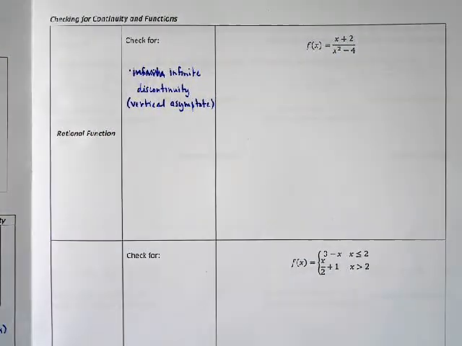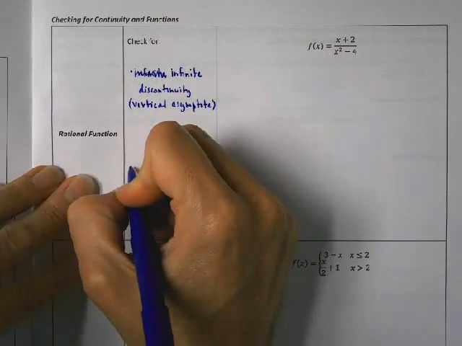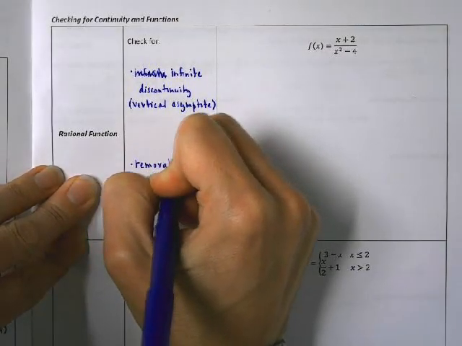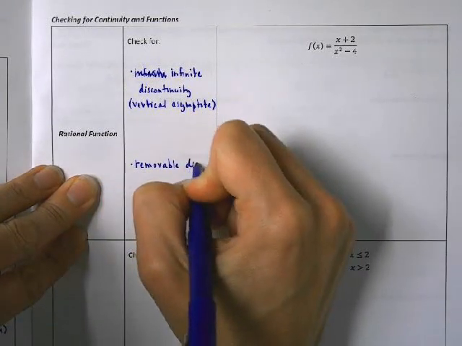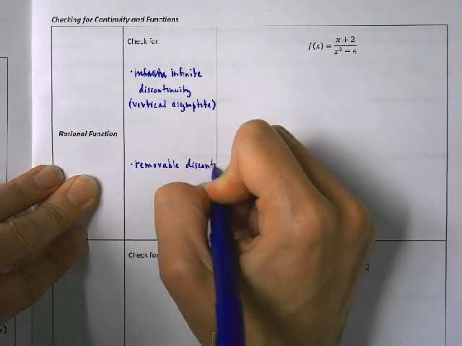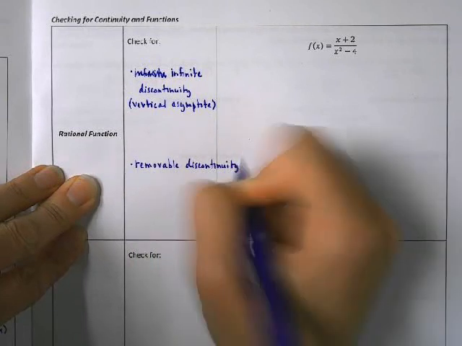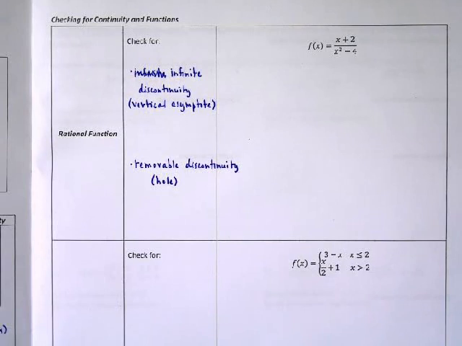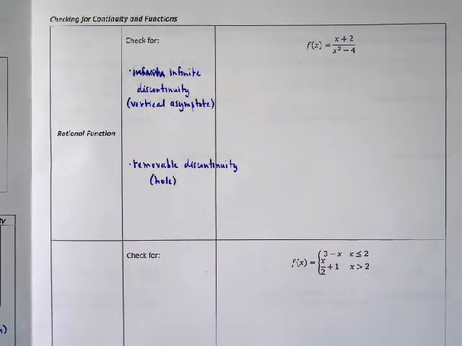Hopefully this isn't too fuzzy. The other situation that could happen is I could have a removable discontinuity, which would happen if I had a hole. So when I see a rational function, those are the two things I'm kind of keeping an eye out for.